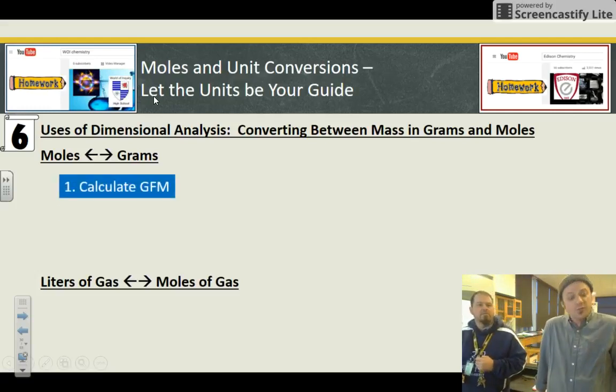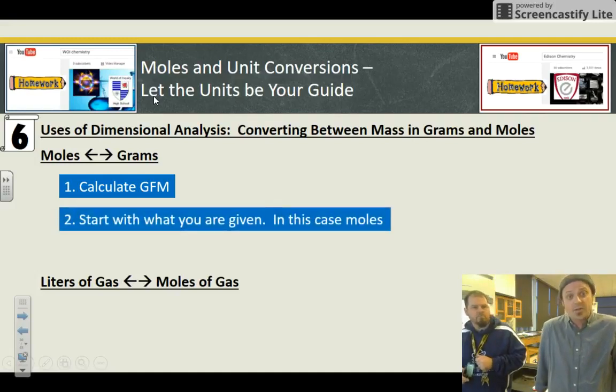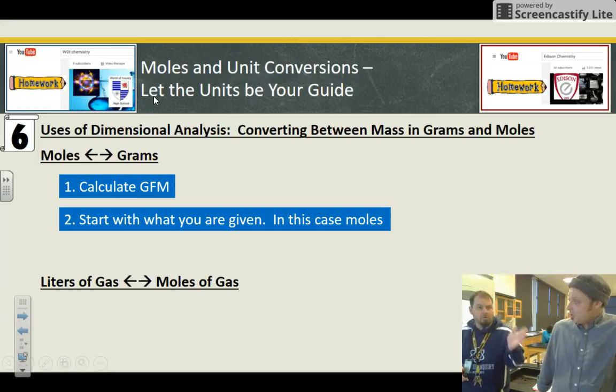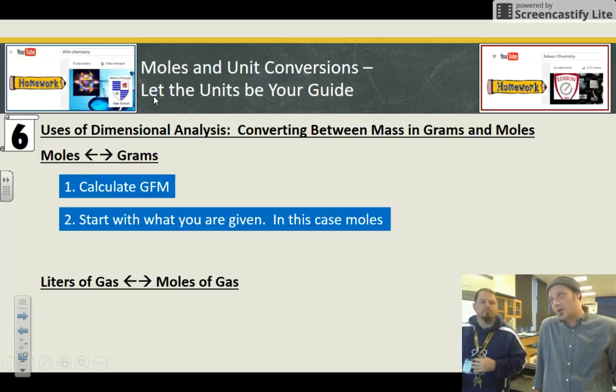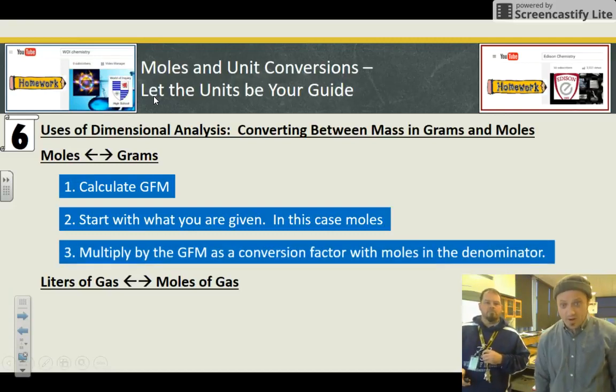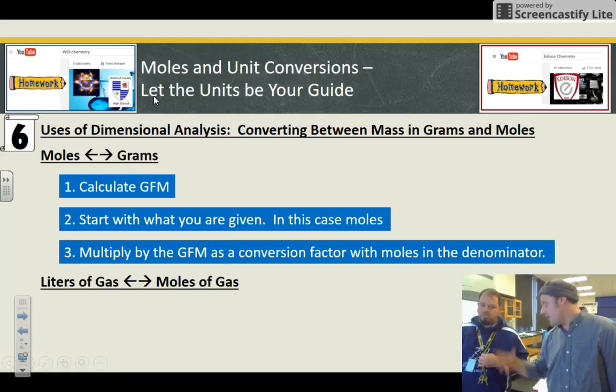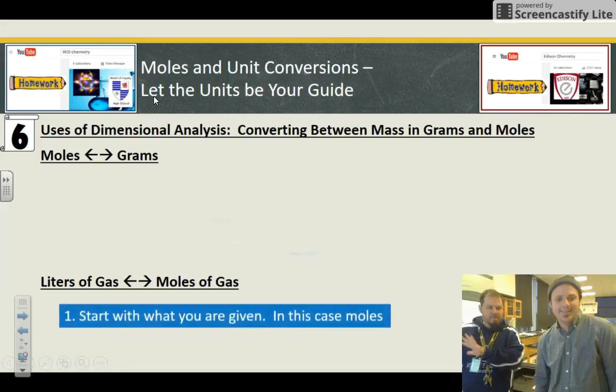So the first step is always figure out the gram formula mass of the compound you're interested in. Start with what you're given. In this case it is moles. So you're going from moles to grams, like 2 moles of water. How much does it weigh? You start with the moles. So you multiply by the gram formula mass as the conversion factor with the moles in the denominator. So for water, it would be 18 grams over 1 mole. And so 2 times 18 would be 36 grams, if that were the example we're doing, but we're not. We'll get there. First, let's get it out in words.